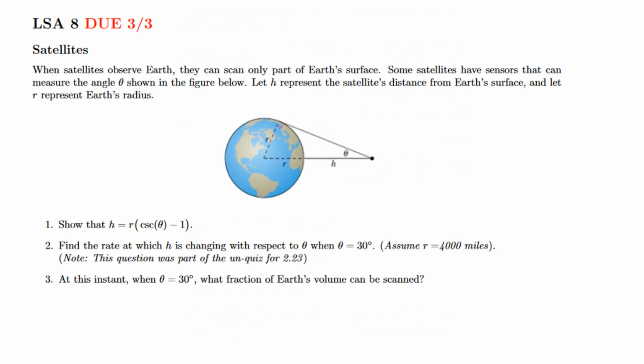The LSA 8 was about a satellite. You were to show that h was equal to r times the cosecant of theta minus 1. This is the picture. You wanted to find the rate at which h is changing with respect to theta when you're at pi over 6, and also figure out what fraction of the Earth's volume can be scanned.